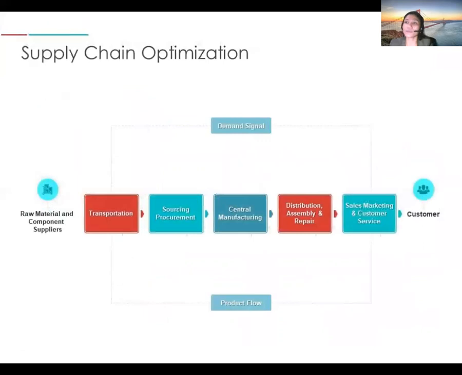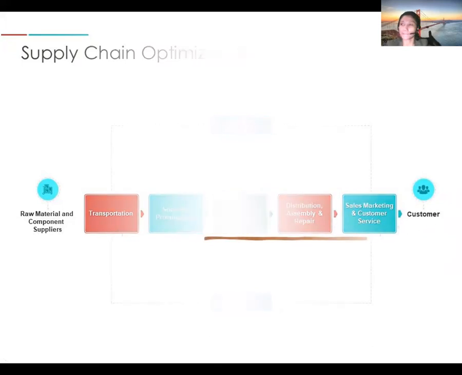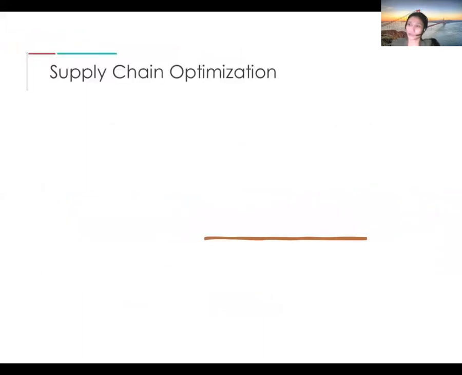And next, let's talk about the supply chain optimizations. Under the product flow and the demand signal: the raw material and component supplier and the customer, the transportation, sourcing and procurement, central manufacturing, distribution, assembly and repair, sales, marketing and customer service, and of course our customer.